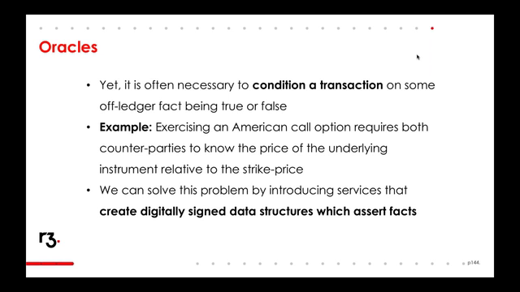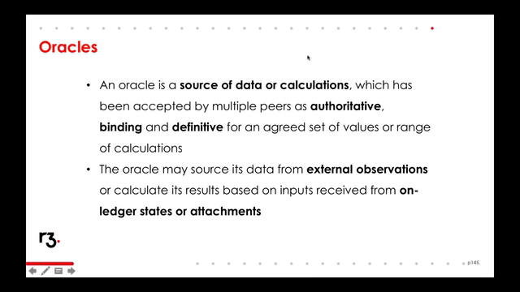Typically, what you would do is reach out to an Oracle service that provides a digitally signed, certified data structure over a particular fact. An Oracle might provide digitally signed structures over many types of facts, or just one type, maybe just FX rates or interest rates or stock prices or whatever. But crucially, oracles are the window by which off-ledger data can be used on ledger by these deterministic or pure contracts. Another way to view an oracle is as a source of data or calculations that the parties to a transaction have accepted as authoritative for a particular set of data.